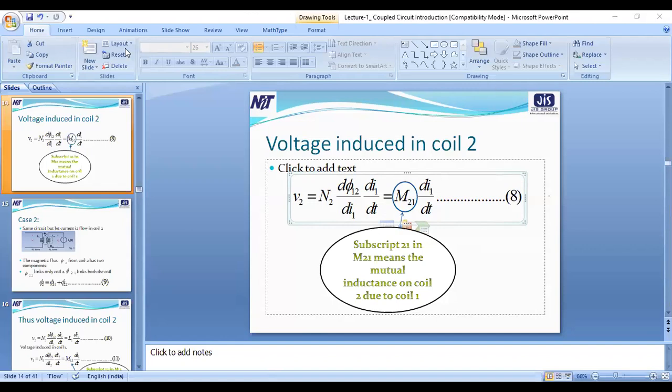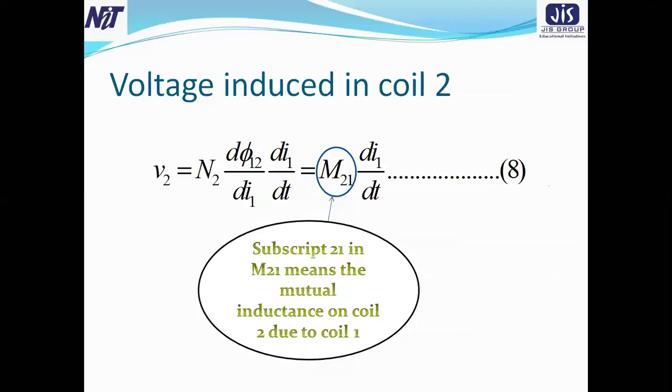So in this slide, look very carefully. V2 equals N2 dφ12, the flux between the two coils, di1 dt, equals M21 di1 dt. So why is it 21? Subscript 21 in M21 means the mutual inductance on coil 2 due to coil 1. I think it is clear now to all of you.